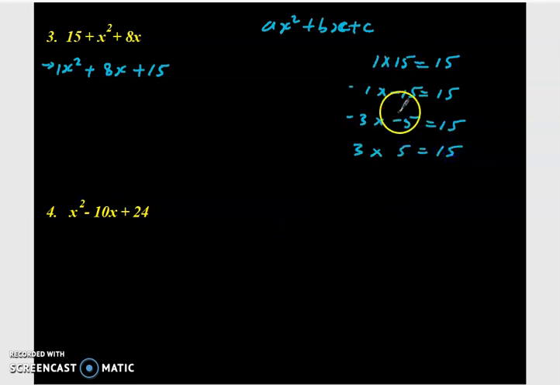Which of these two numbers can you multiply to get 15, which is the product of a and c, and whenever you add them you would get b? Right? Definitely not this, because 1 plus 15 will give you 16, so that is out. So we need to find which two numbers will add to give us a positive 8. Right? And if we look and see, it is actually this. So that's what we're going to use, 3 and 5.